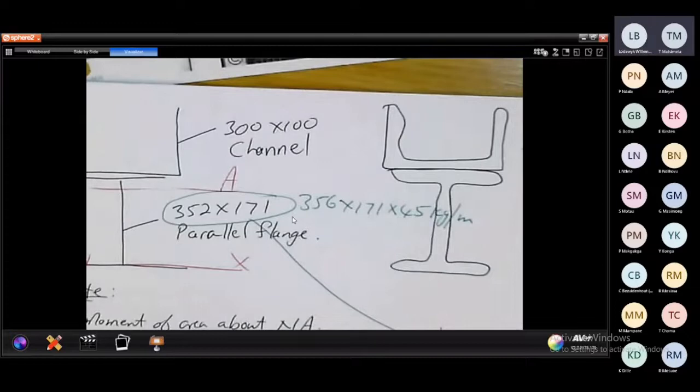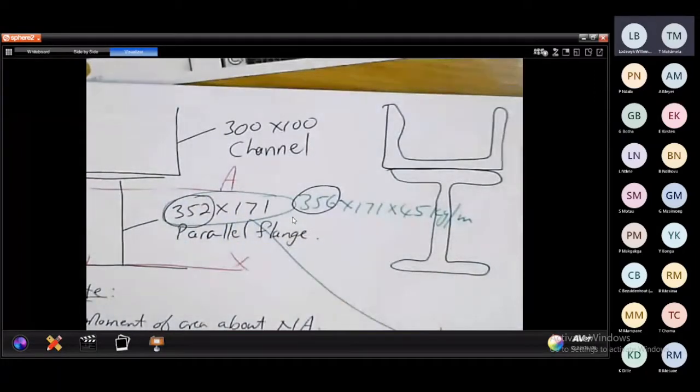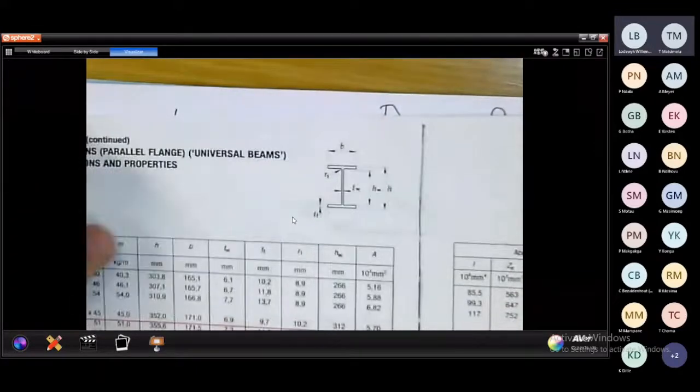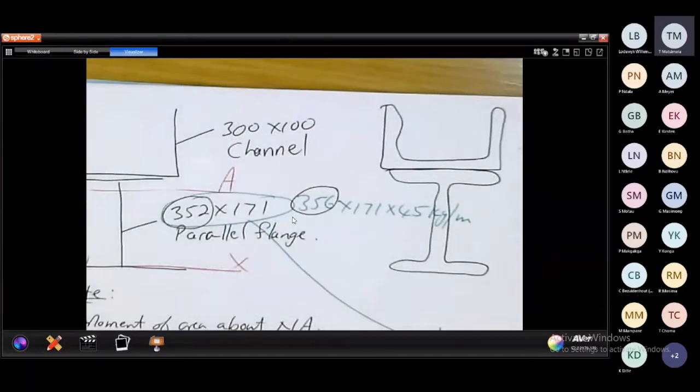Now, people, it's important. Can you see the difference between this height and this height? If you use this one, automatically you will get the wrong answer. Every time you're working with profiles in the tables, whether it's a channel or whatever it is, you're always checking what the real height and the real breadth are. That's the most important one. Does everyone understand that? Everyone.